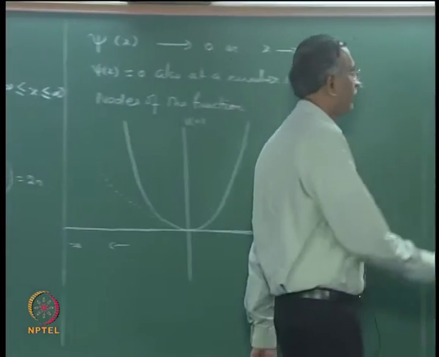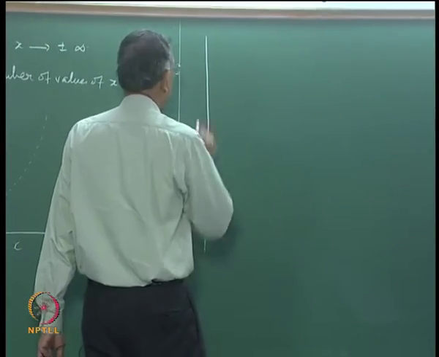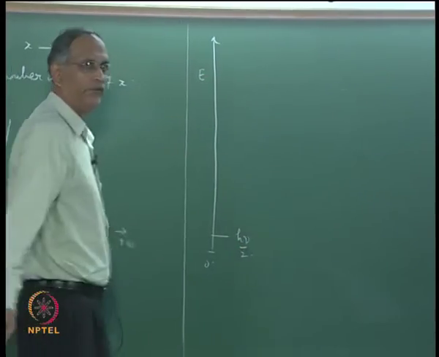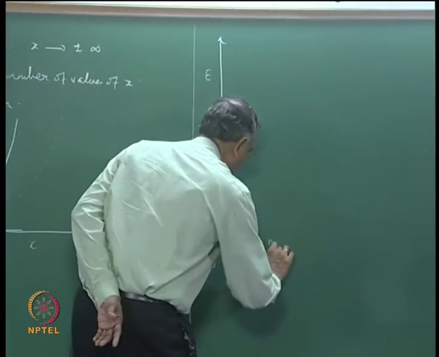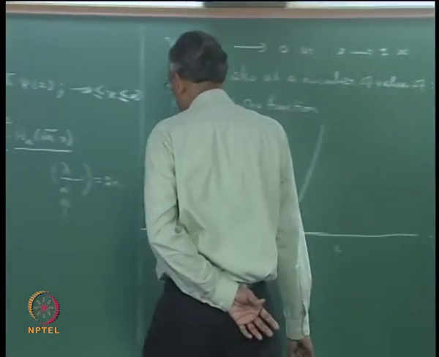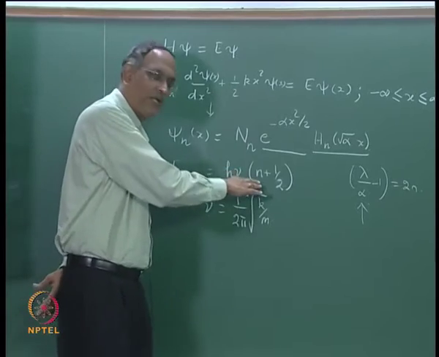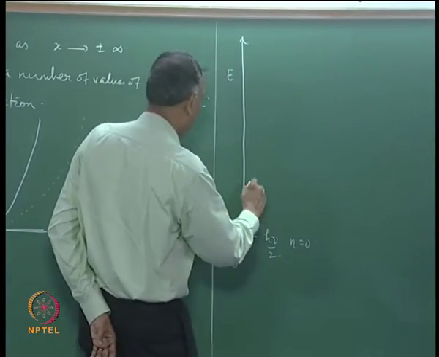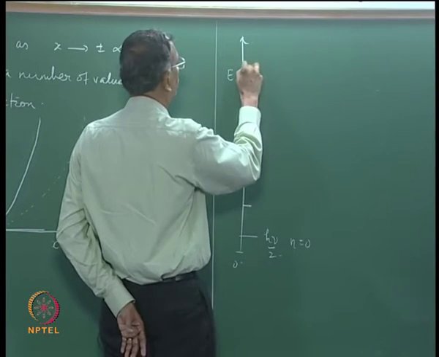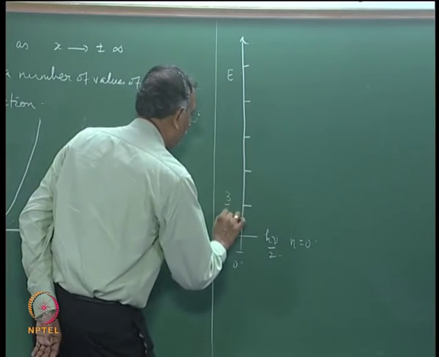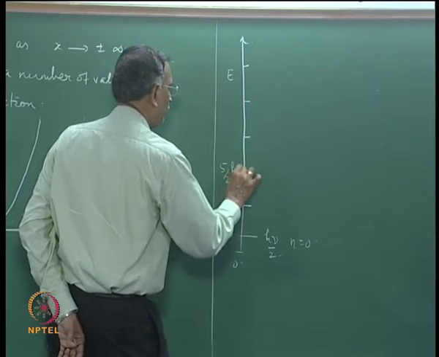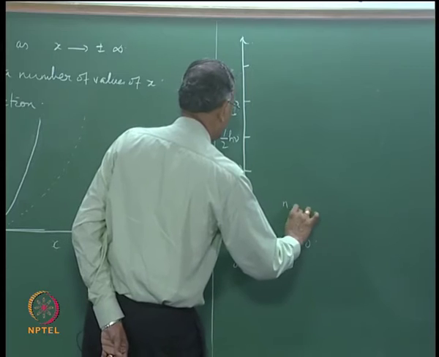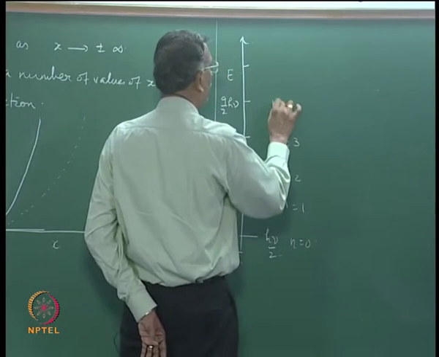If we mark this on a scale here, this as 0, we have half h nu. So, scale of energy, total energy. And n equal to 0, the quantum number n equal to 0. For the quantum number n equal to 1, 2, 3, 4, etcetera, you can see successively that it is 3 halves, 5 halves, 7 halves, 9 halves, and so on. Therefore, the harmonic oscillator model gives rise to energies which are equidistant: 3 by 2 h nu, 5 by 2 h nu, 7 by 2 h nu, 9 by 2 h nu, and so on, for n equal to 1, n equal to 2, n equal to 3, 4, and so on.